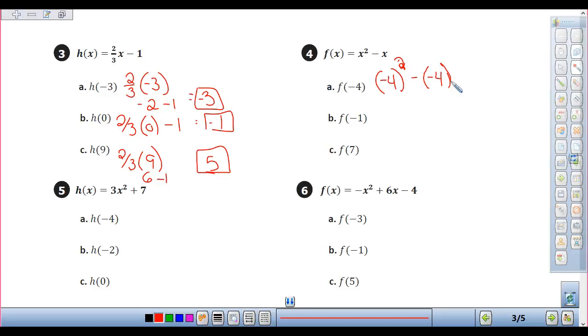So negative 4 squared is going to be positive 16. Be careful with that because a lot of your graphing calculators are going to give you a negative 16, unless you put that negative 4 in parentheses. So 16, and then I have a minus, a minus, so that turns into a plus 4. That gives me 20.